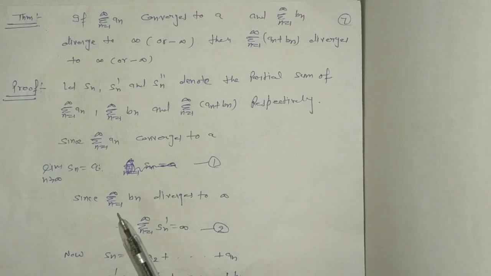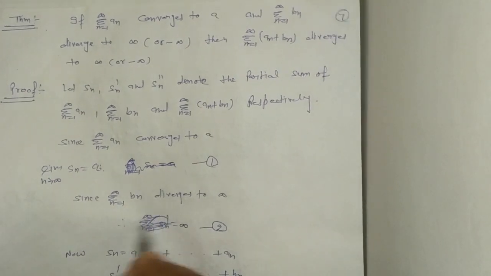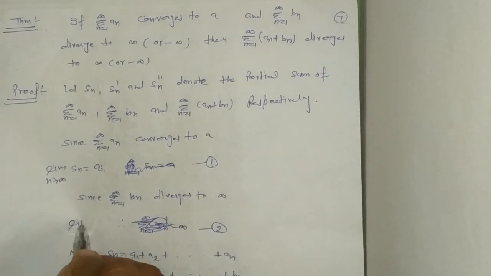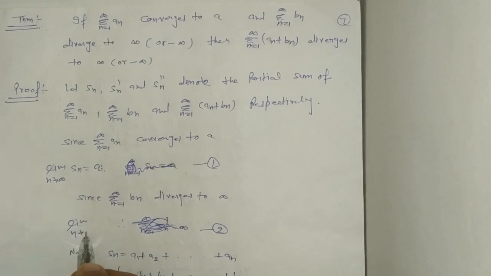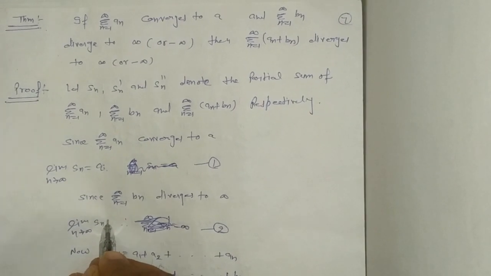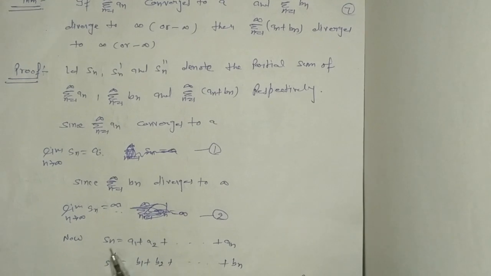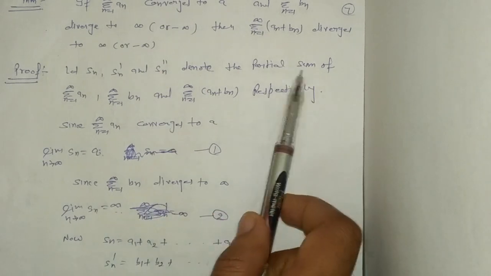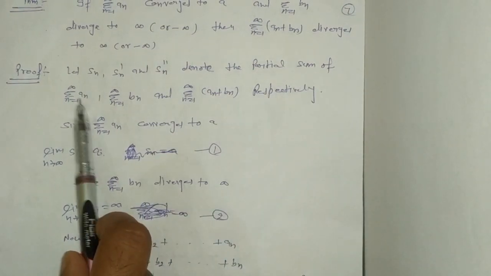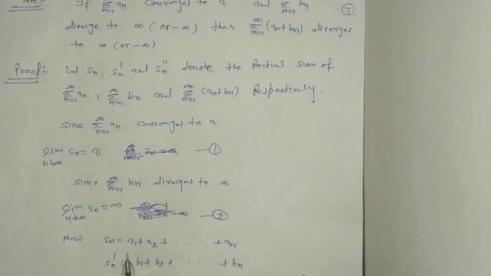Since it is also given that the summation bn diverges to infinity, then by definition limit n goes to infinity sn dash is equal to infinity. So now sn, what is sn here? Sn denotes the partial sum of the series an. So therefore sn is equal to a1 plus a2 up to an.